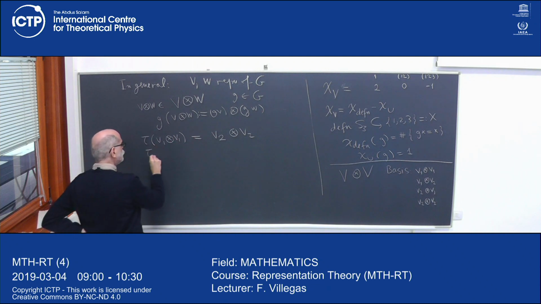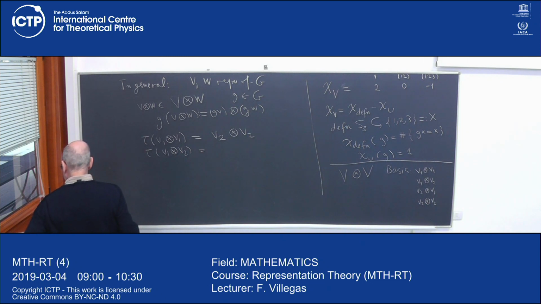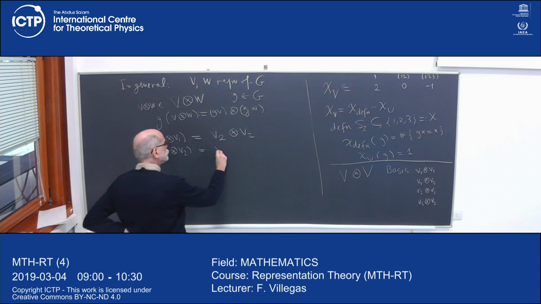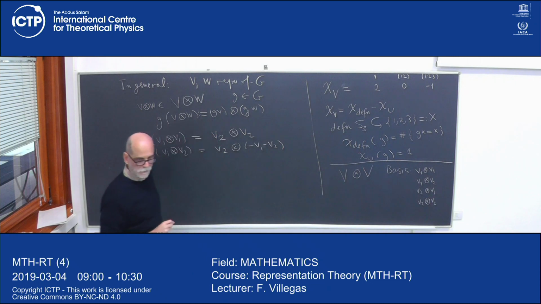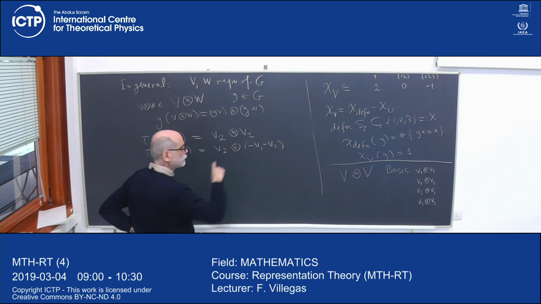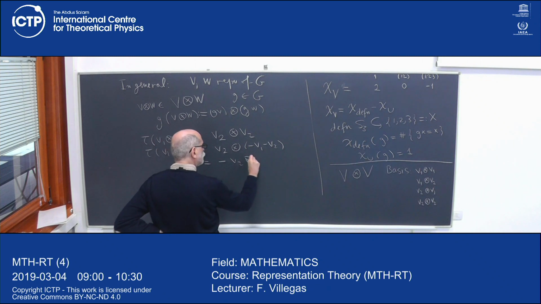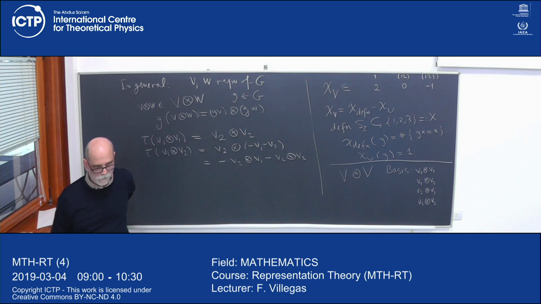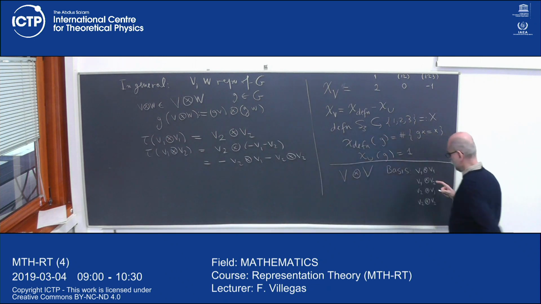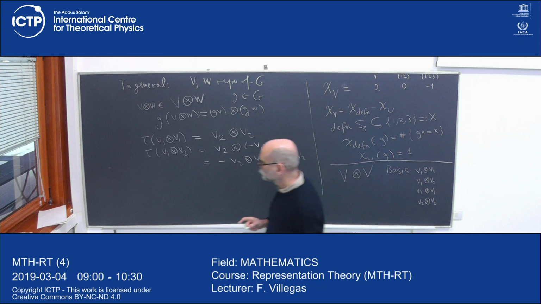Yeah? Tau of V1 tensor V2 is V2 tensor tau of V2, which is minus V1 minus V2. Right? Now, this tensor symbol is bilinear. So this is minus V2 tensor V1 minus V2 tensor V2. Okay? So you should maybe emphasize and notice that these two vectors are different. This is not commutative. The tensor in one direction is distinct from the tensor in the other direction.